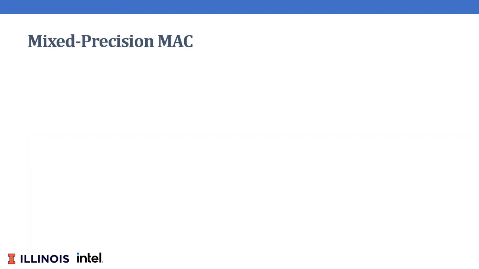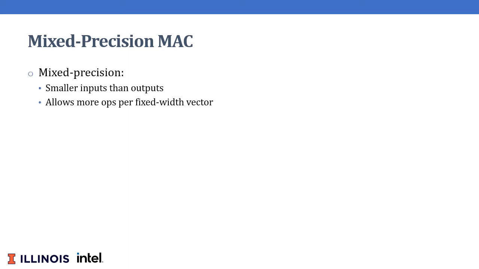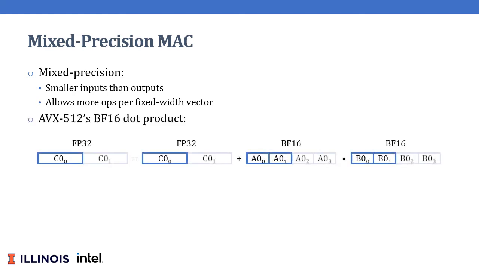Recently, vendors have introduced mixed precision computation to accelerate DNN workloads. In a mixed precision instruction, the inputs have lower precision than the output. This allows more operations to be performed per fixed width vector without losing much network accuracy. We focus on the AVX512 bfloat16 dot product instruction.